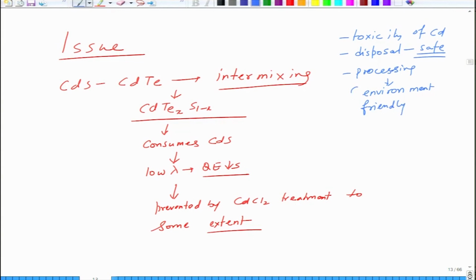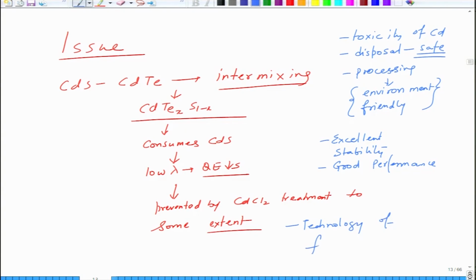But by and large, it's a very, very good technique. It has good atmospheric stability, excellent stability, good performance. So it's a technology of the future. It already constitutes 10% of the solar PV device market worldwide, and there are hopes that this will pick up soon. So this is where we end our discussion on cadmium telluride.